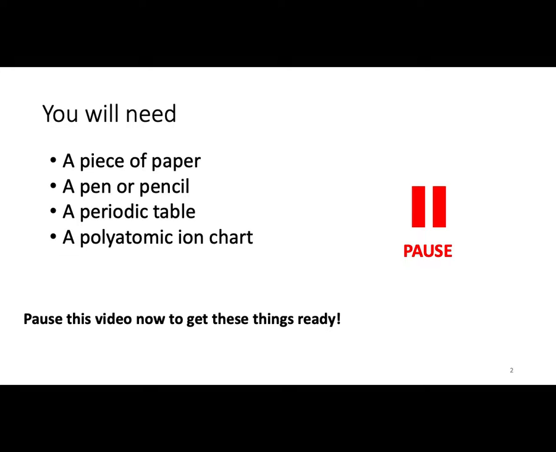You are going to need for this lesson a piece of paper, a pen or a pencil, a periodic table, and also a polyatomic ion chart. These are on your class OneNote if you don't have a physical copy. They are also at the back of your workbook and textbook. So pause this video right now to get those things ready.